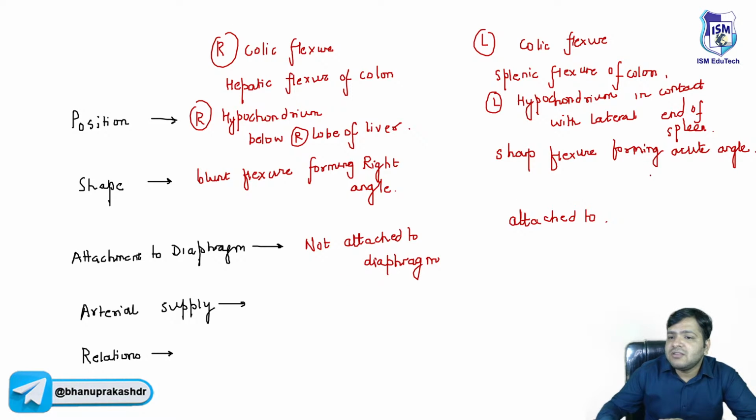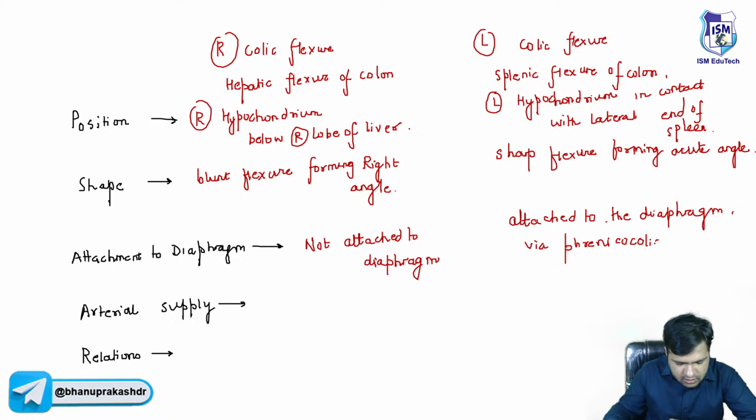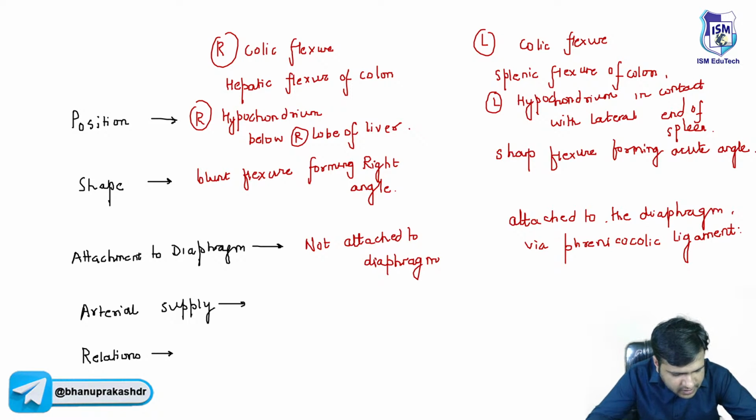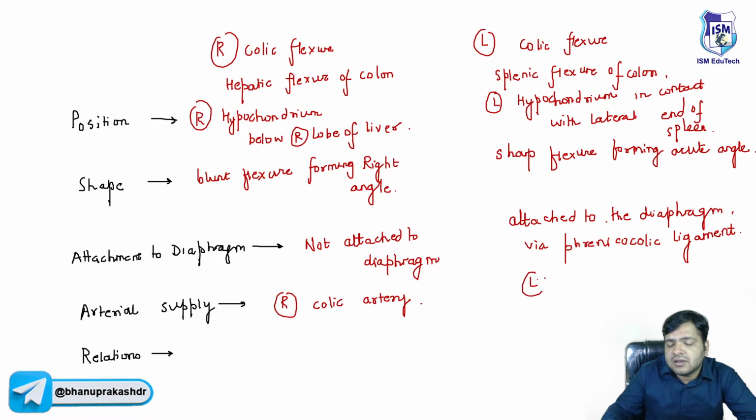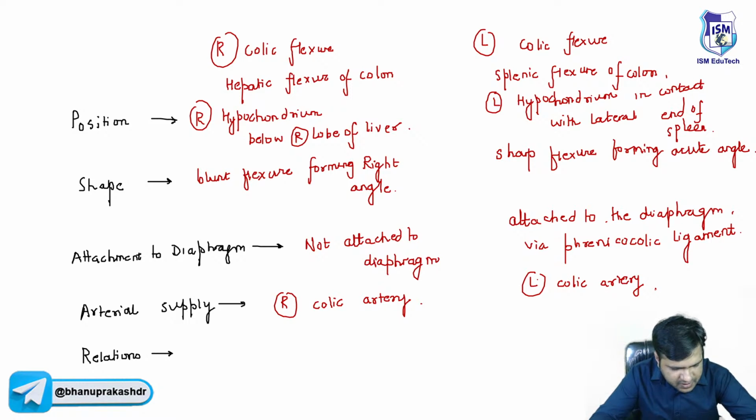So remember, beta, it is attached to the diaphragm with the help of a ligament, the phrenico-colic ligament. If we talk about the arterial supply, beta, the right colic flexure is supplied by the right colic artery, and the left colic flexure is supplied by the left colic artery. Yes, phrenico-colic ligament, Dr. Triple A, very right.